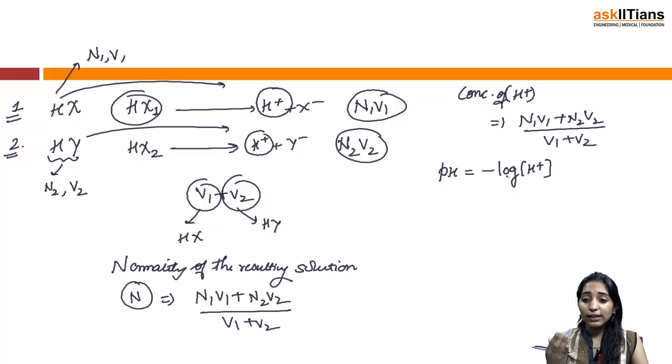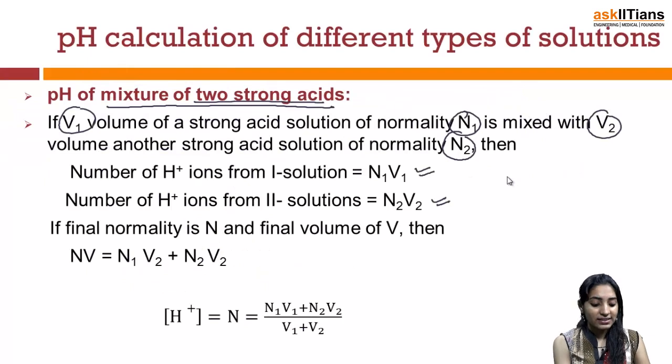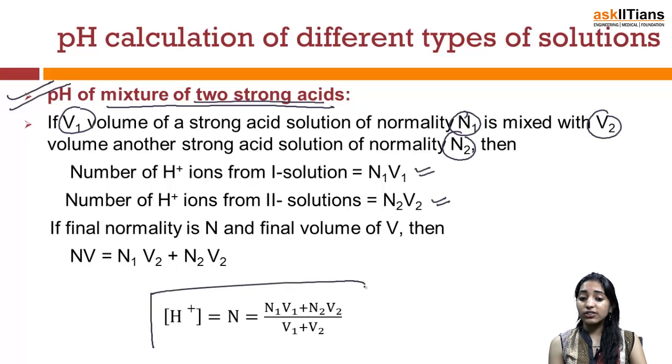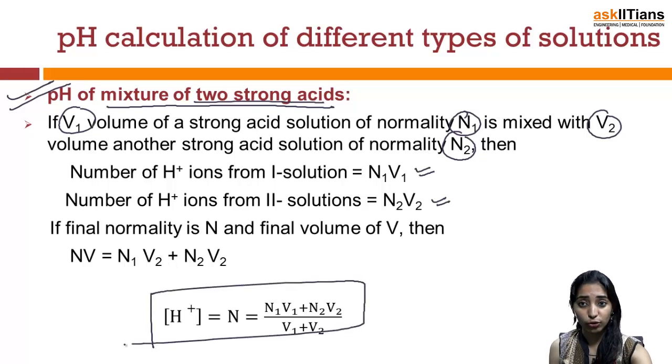So taking the value from the above equation, I'll put it in the equation pH is equal to minus log of H positive, and hence I'll be able to calculate the pH of such a solution of two strong acids. This was the first case that we have discussed. Here the H positive concentration is given by N1 V1 plus N2 V2 by V1 plus V2. Knowing the H positive value, you can very easily calculate the pH of the resulting solution.